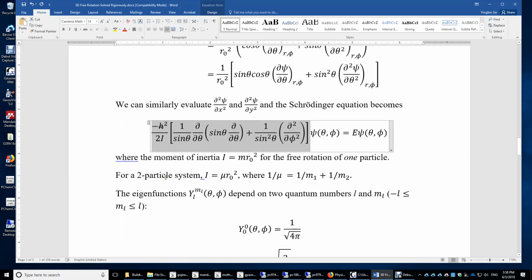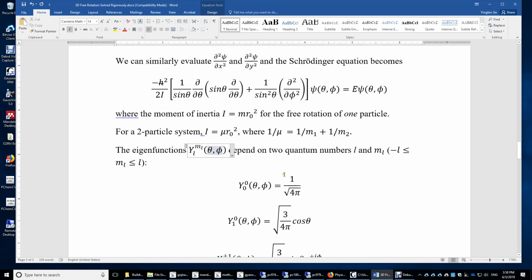For a two-particle system, we just need to do one thing. This moment of inertia is now mu times r squared, where mu is the reduced mass. 1 over mu equals 1 over the mass of particle 1 plus 1 over the mass of particle 2. If we solve this Schrodinger equation, we'll get an infinite number of eigenfunctions, and the eigenfunctions depend on two quantum numbers, L and m sub L.